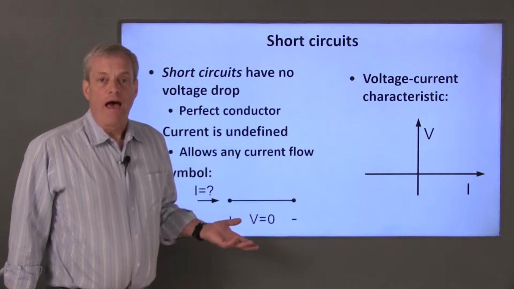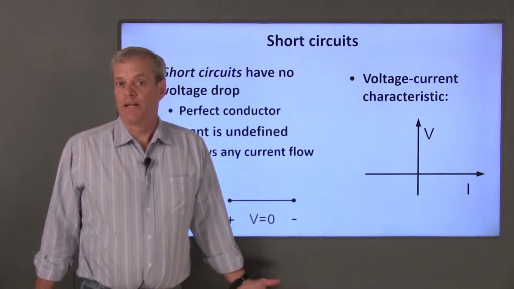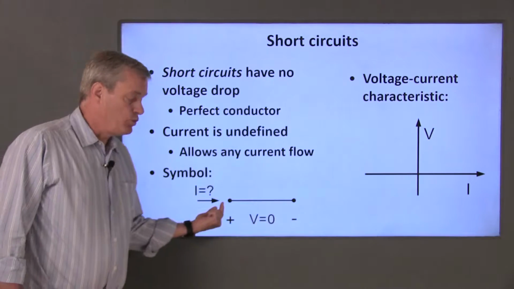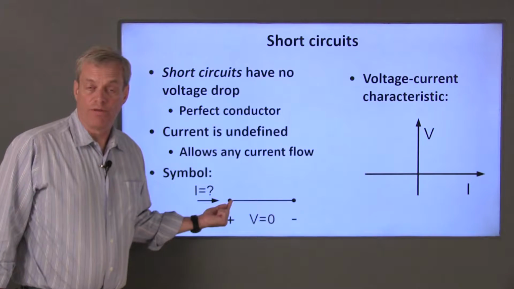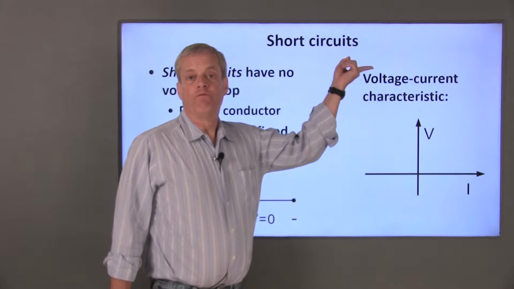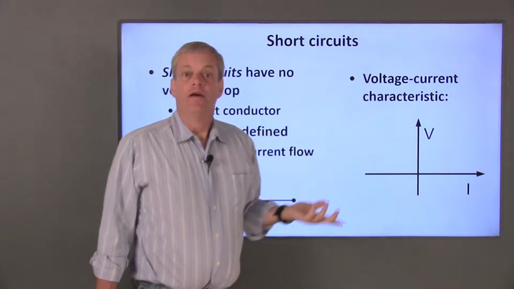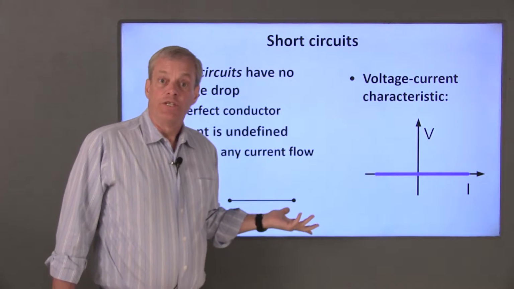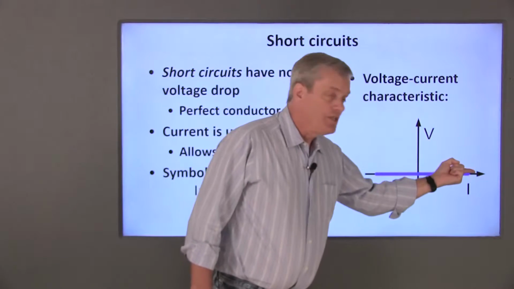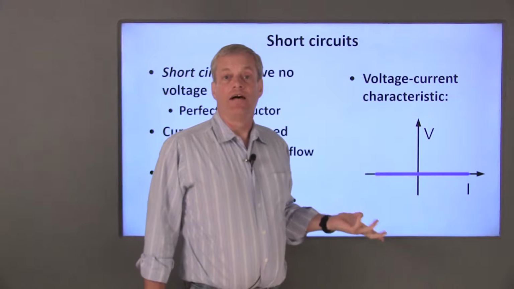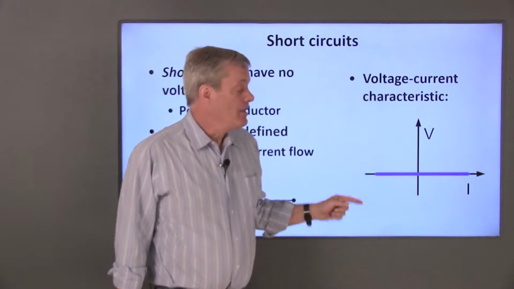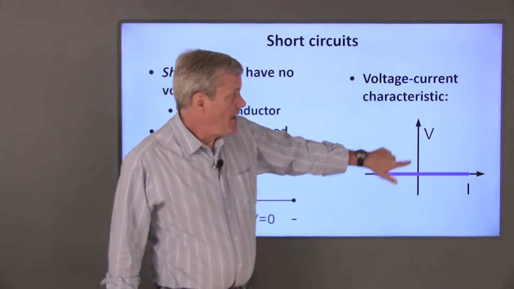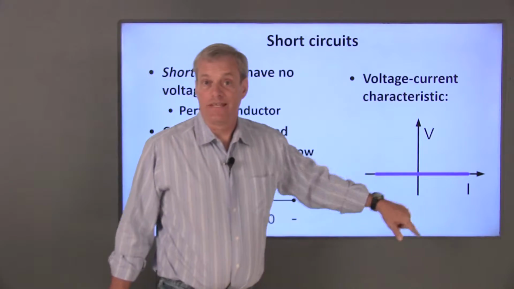Keep in mind that we mathematically model all of our circuit elements by the relationship between the voltage and the current at the element's terminals. This relationship is called the voltage-current characteristic. The voltage-current relationship for a short circuit is simply that the voltage is equal to zero for any value of current. Graphically, this corresponds to a horizontal line at V equals 0 on this set of axes.